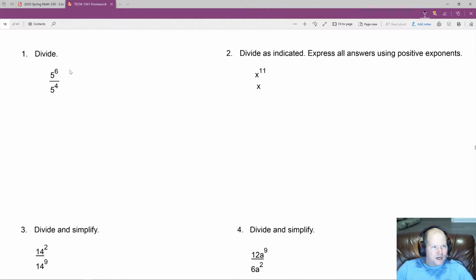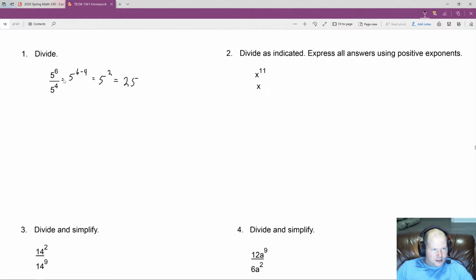So we are going to divide 5 to the 6th by 5 to the 4th. We're going to use the quotient rule, which basically means that if you have the same base and you're dividing, or you have a fraction like this, you're going to take the numerator's exponent and subtract the denominator's exponent. So 5 to the 6th divided by 5 to the 4th is 5 to the 6 minus 4, or 5 squared. And 5 squared is 25.